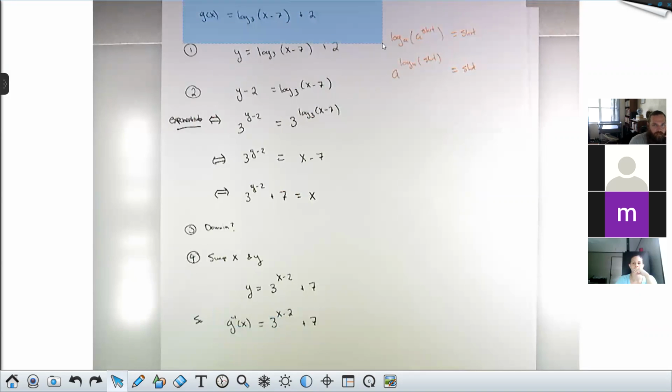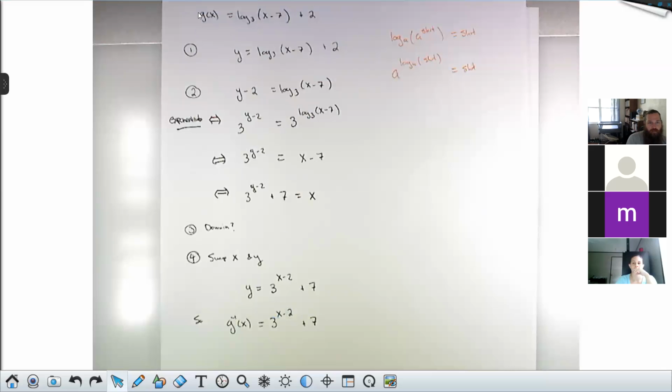If you wanted to describe this function verbally, you would say it takes x, subtracts 7 from that, takes the base 3 log of that, and then adds 2. So according to the socks and shoes principle, if you wanted to undo that, you have to do the reverse of each of those things in the reverse order. So the last thing that g does to its input is add 2. So the first thing that g inverse has to do to its input is subtract 2.